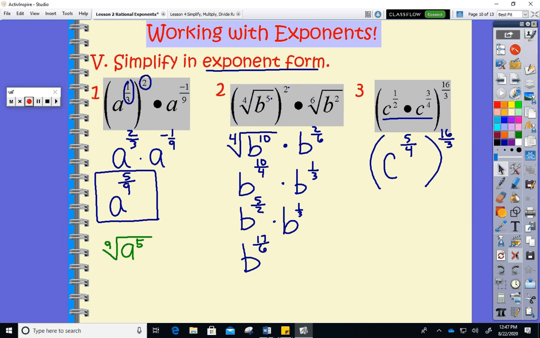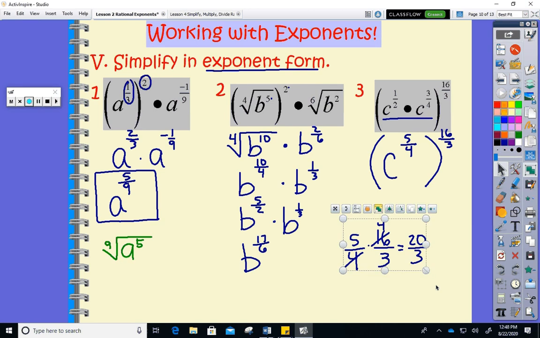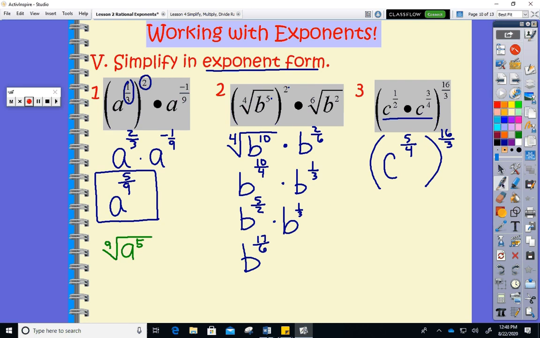So the next thing I see is power to a power means multiply powers. So I'm going to have to do 5/4 times 16/3. I multiply straight across the top, straight across the bottom, unless I can reduce. So 4 goes into 16. So that's going to give me on the top 20 and on the bottom 3. Okay, so I've got it. It's going to be c to the 20/3 and the final answer. Let me get rid of that so I can write my final answer. And there you go.